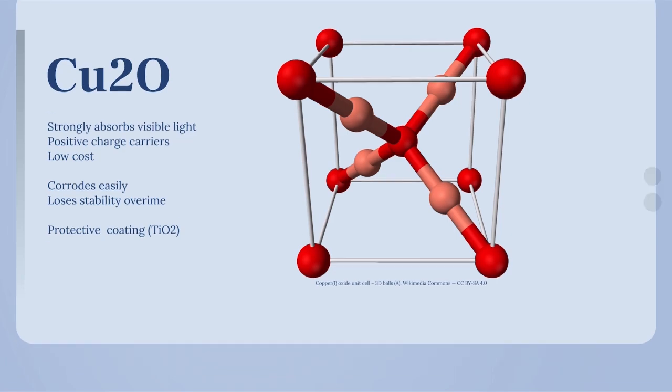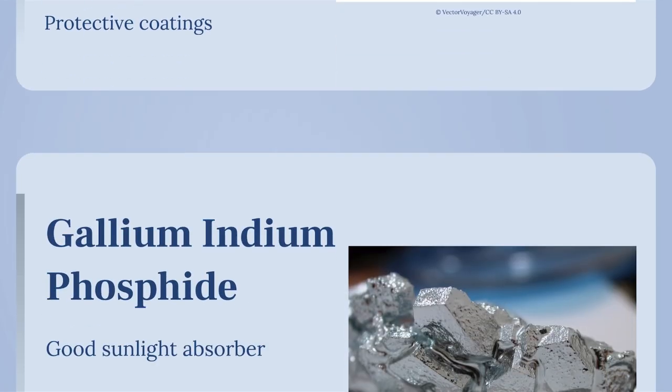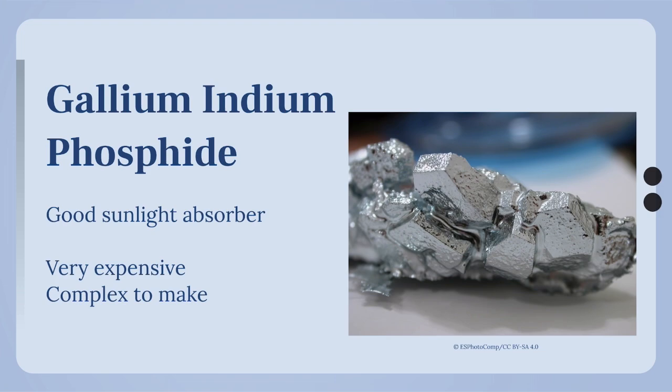Another one is P-type silicon, which can also be used as a very efficient light absorber. However, it's not stable in water and corrodes easily, meaning it also needs protective coatings. Gallium indium phosphide can also be used, as it absorbs sunlight extremely well. However, it is expensive and complex to make.